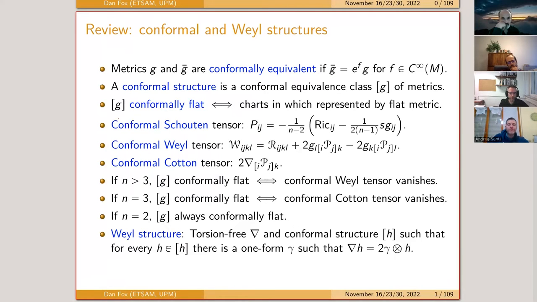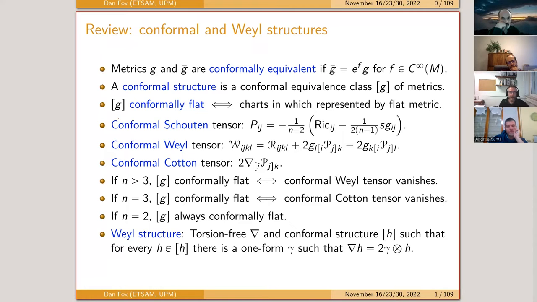And I will at some point, maybe not today much, but in the second talk, talk about Weyl structures. A Weyl structure is a generalization of a conformal structure, where we consider a conformal structure together with a torsion-free affine connection, which has the property that it preserves the conformal structure, in the sense that for each representative metric, the covariant derivative is a tensor product of some one-form with the metric.